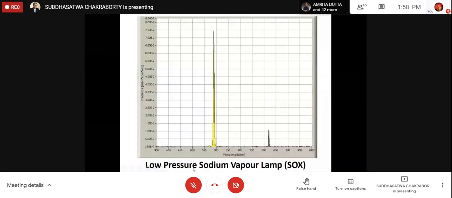So we should have a specific color property of the source which will help us identify how an object's color is properly rendered under a source. That's why a technical property is required. This is called the color rendering index, abbreviated as CRI. I think I have one slide for your better understanding of the CRI. Just give me 1 minute.